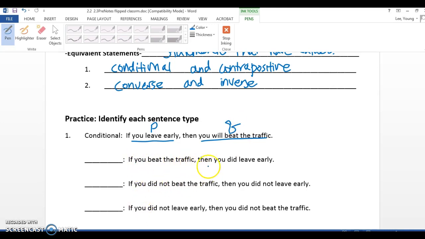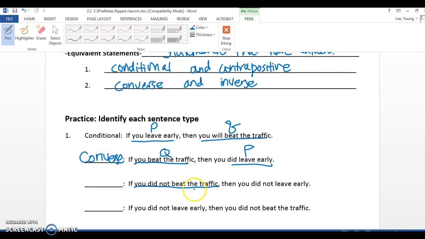Now the second statement: if you beat the traffic, then you did leave early. You beat the traffic, that's going to be Q. Then you did leave early, that means it's P. So the first was P then Q, and now it's Q then P. So what happened? We changed the order, which is the converse.